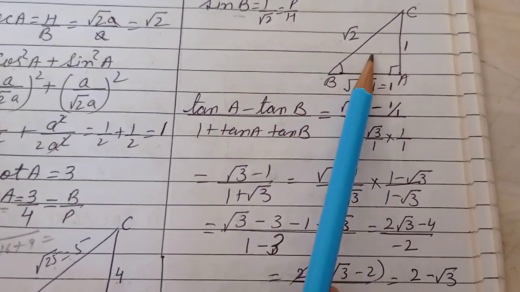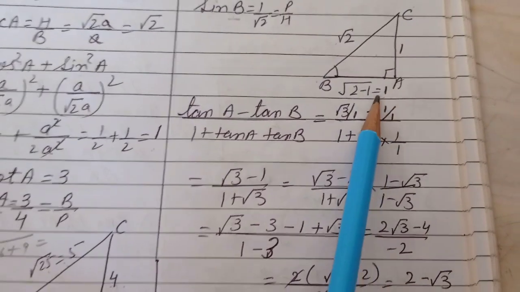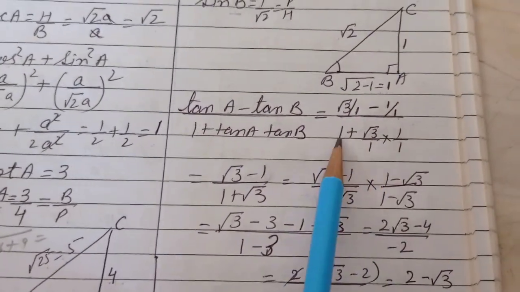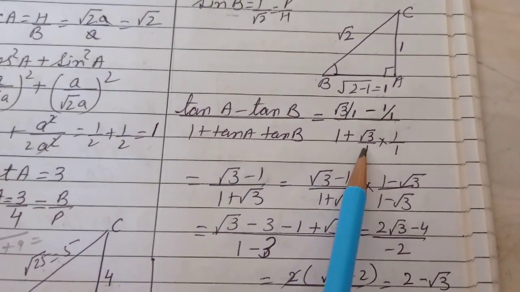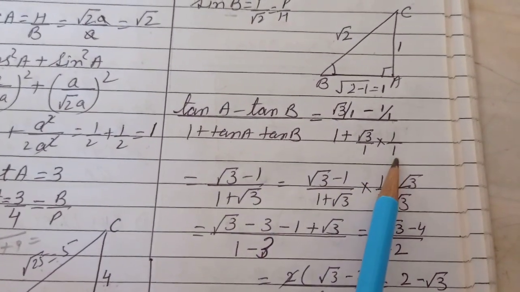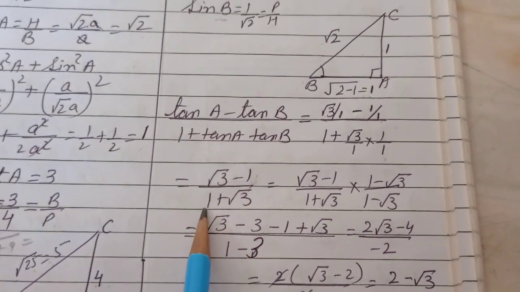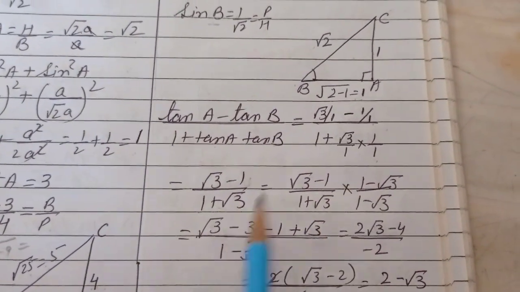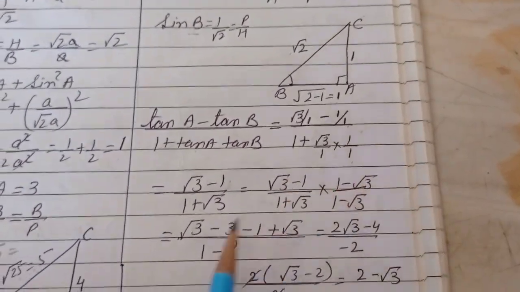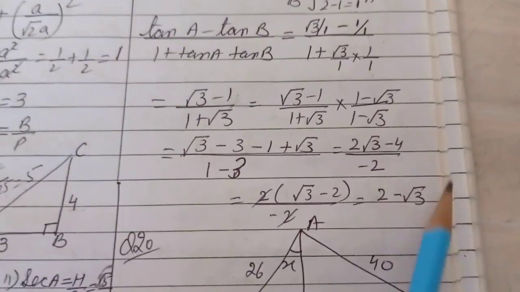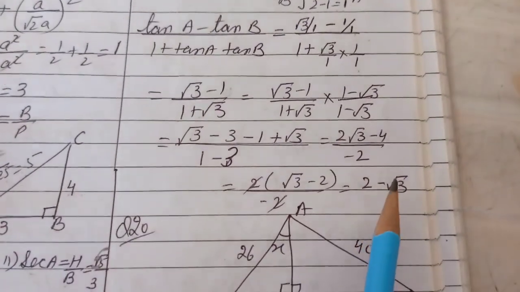For this we will take this triangle. So tan is P over B, 1 over 1, upon 1 plus tan A, already we got the value. Tan B, already we got the value. Put it here. This is root 3 minus 1 upon 1 plus root 3. So as you know, we have to rationalize this. When you rationalize, you will get this answer. Clear? This is your answer.